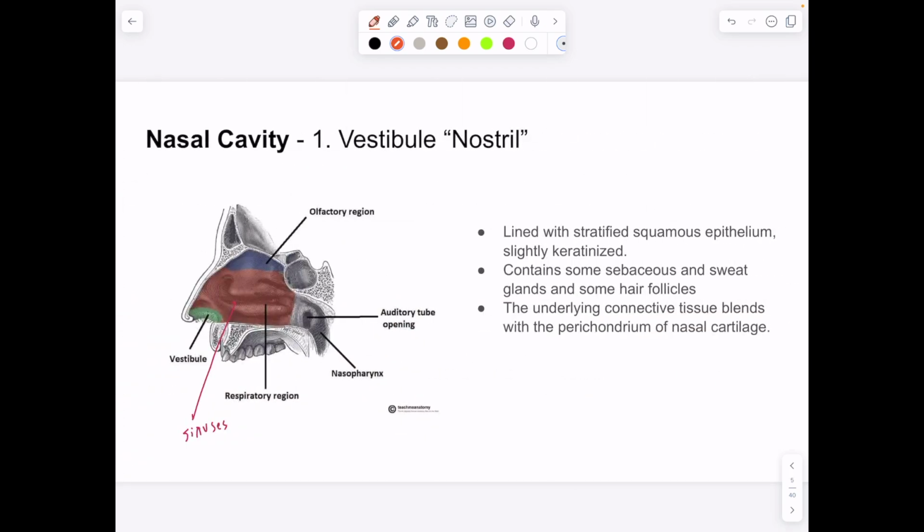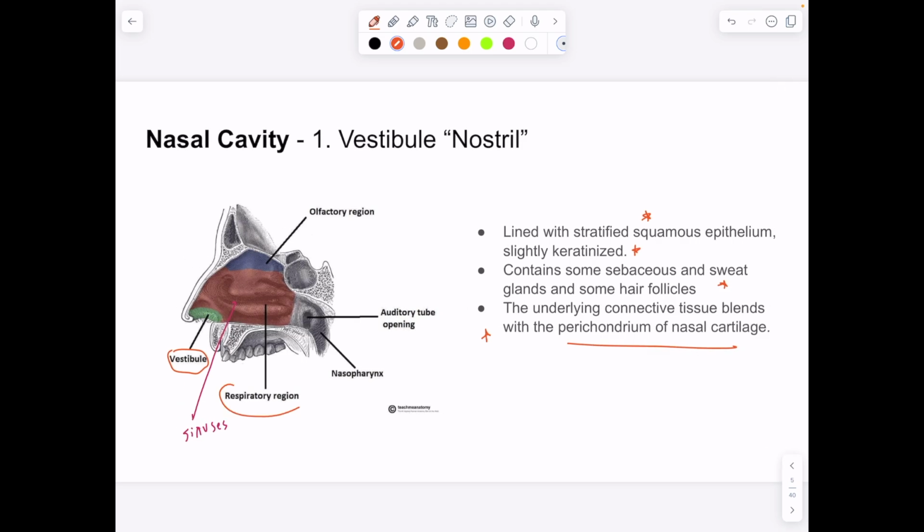All right, so starting with the nostril right here, we don't have this shown in our histology slide, so it's just important to know this is going to be lined with stratified squamous epithelium. It's going to be slightly keratinized, which means the top layers of the epithelium are going to not have nuclei. They'll be dead cells. There are going to be some sebaceous and sweat glands, some hair follicles. Just imagine your own nostrils, and maybe some of you have a lot of hair in that region. Anyways, the underlying connective tissue, the lamina propria, blends with the perichondrium of the nasal cartilage.